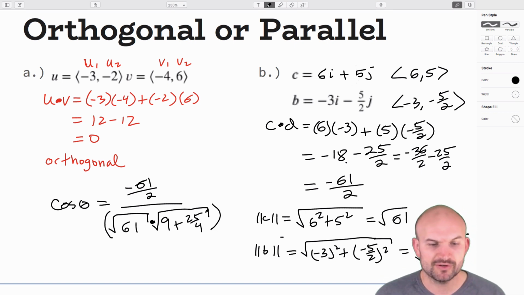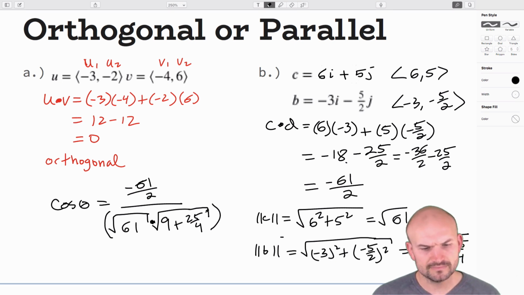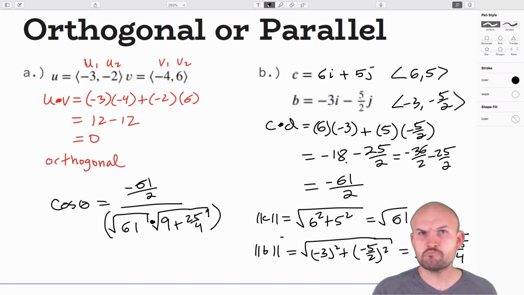So that's going to be the square root of 61 times the square root. And your calculator will follow order of operations here. 9 plus parentheses 25 divided by 4. Okay, so I'll close a parenthesis there, and then I will close the parenthesis of the denominator. And I get -1.